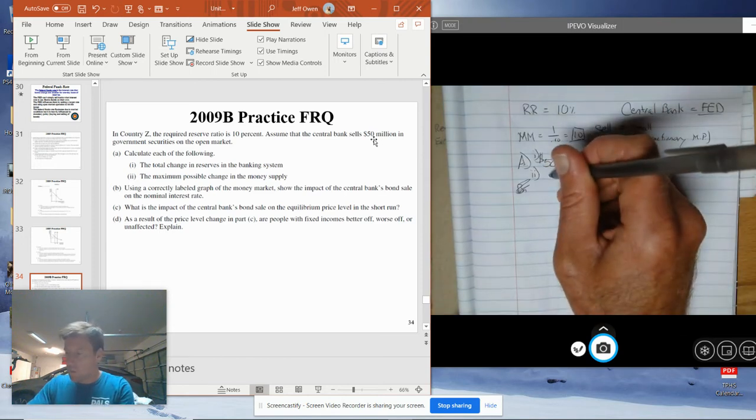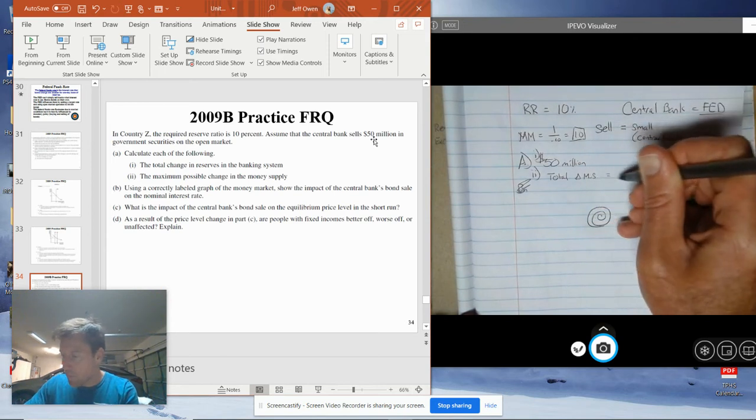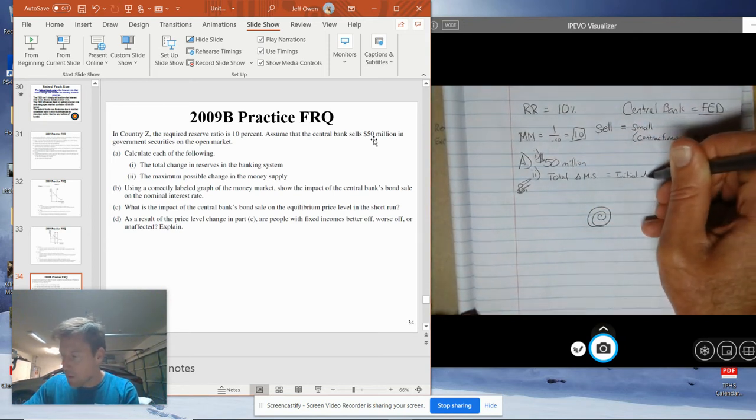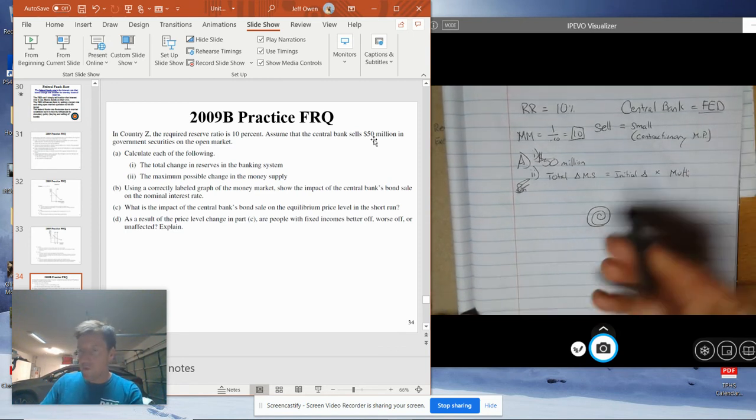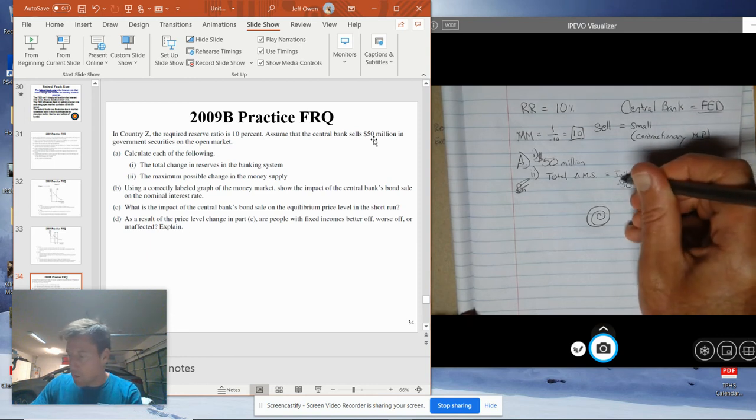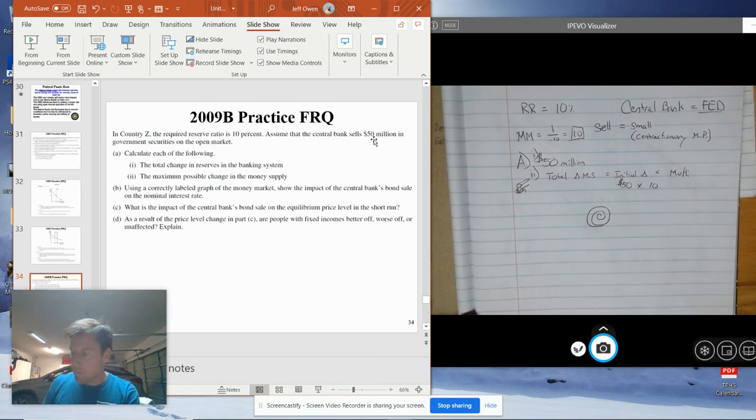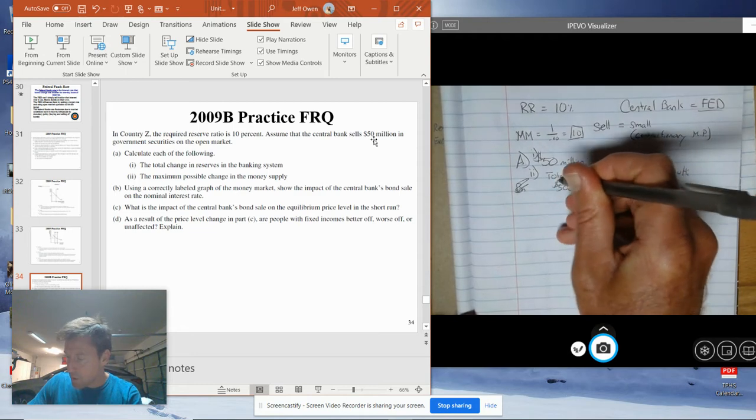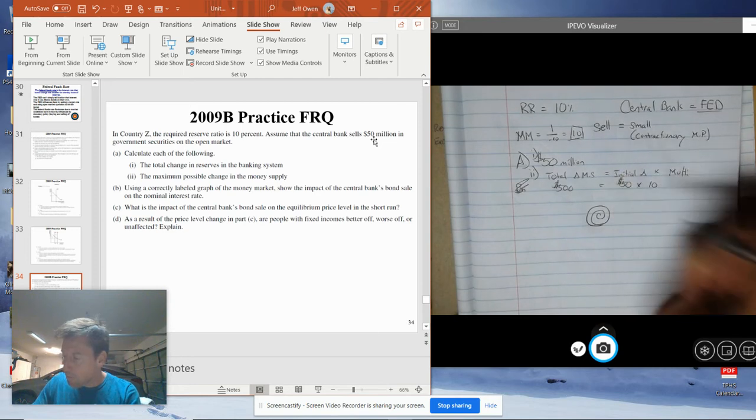So the equation we use is our total change in our money supply equals our initial change times our multiplier. These banks are losing 50 million worth of excess reserves, and that's where they're buying it from. So they're losing all that money that they could be loaning out to other banks. Our money multiplier is 10, so our total change is 500. Is it million or billion? Who cares? 500 million over time.